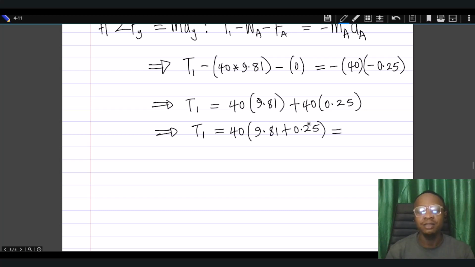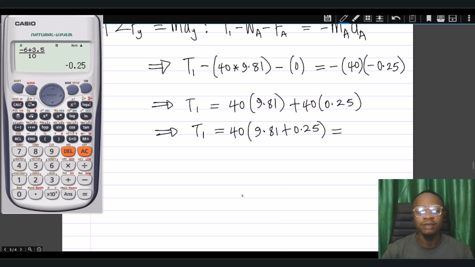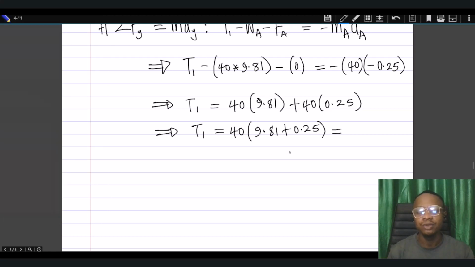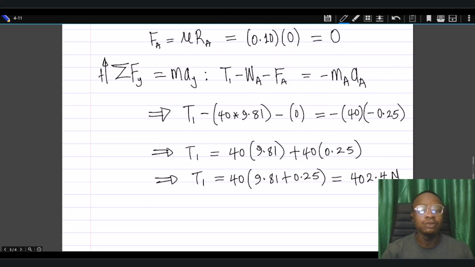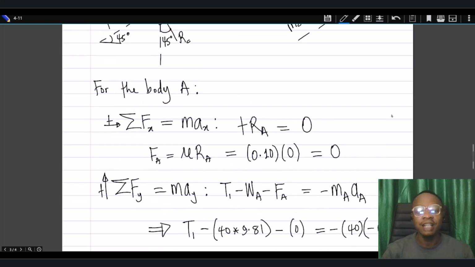And that gives us, let us consult our calculator here. We have 40 multiplying 9.81 plus 0.25, close the bracket, and that is equal to 402.4. So we take note of that as 402.4, and that is in newtons. With that, we're good. We're done with the diagram for body A.